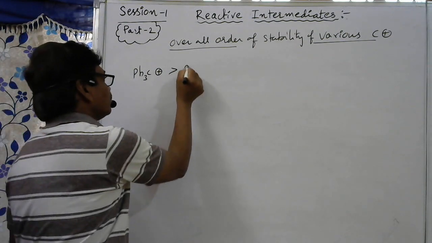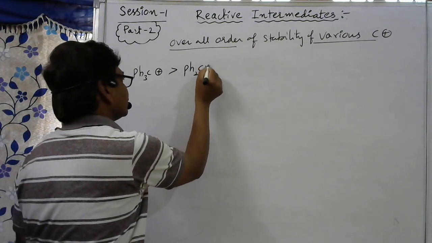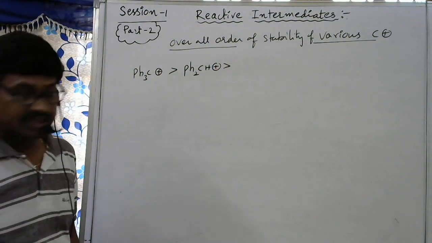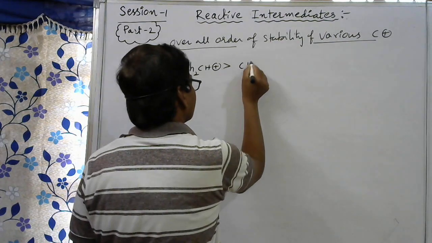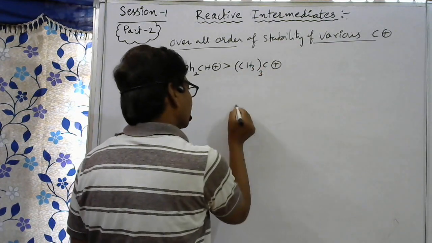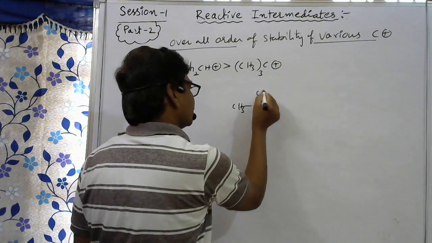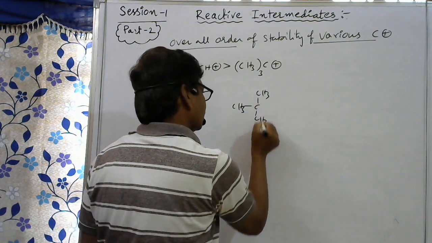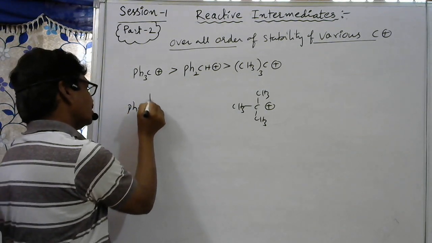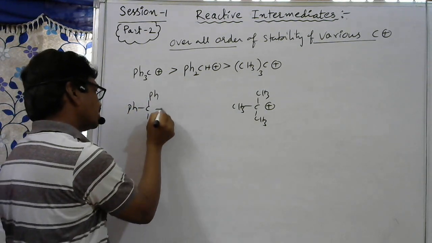After this, Ph2CH+. This is the diphenyl methyl carbocation. Then tertiary butyl, (CH3)3C+. Tertiary butyl, how can we write it? CH3, C, here CH3, here also CH3, here positive charge. Triphenyl means Ph, C, Ph, here Ph, like this you can write.